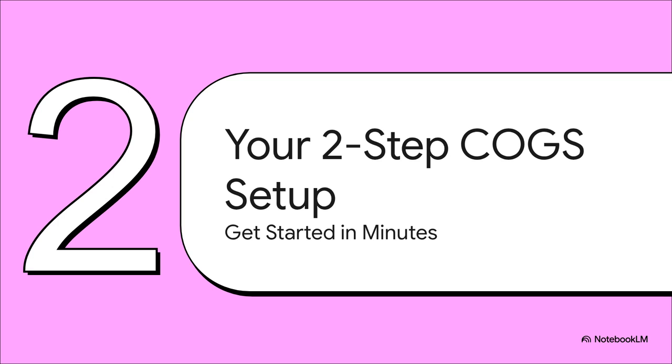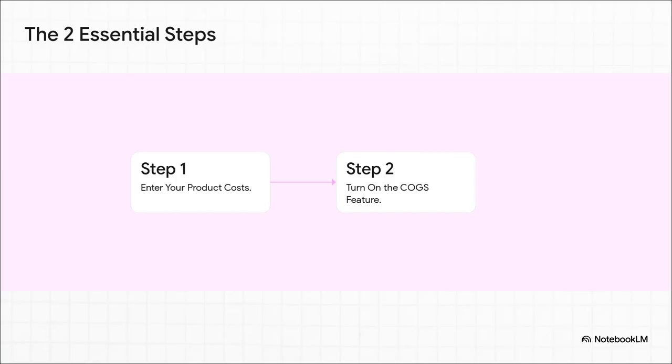How do you actually get this automation working for you? Well, the best part is it is ridiculously fast. You can be fully set up and running in just a couple of minutes. It really only takes two simple steps. First, you just need to tell Link My Books what your products cost you. Second, you just flip a switch to turn the whole feature on.